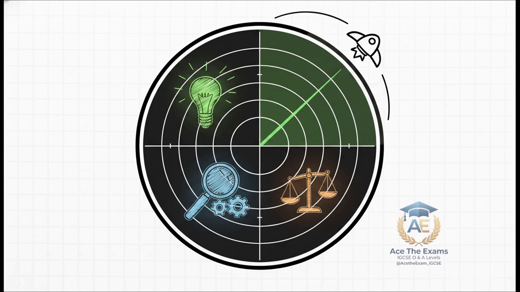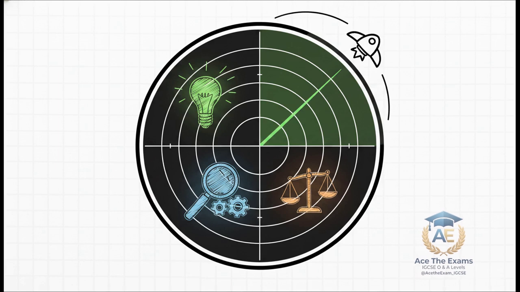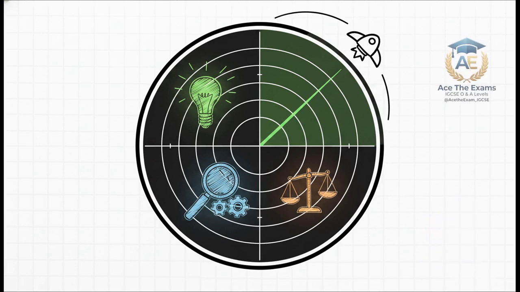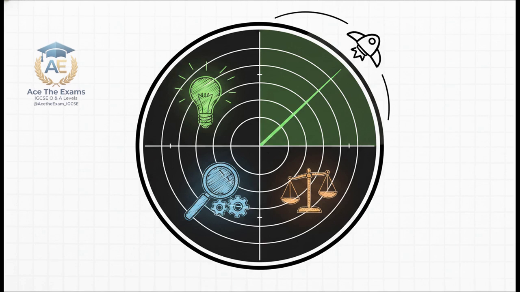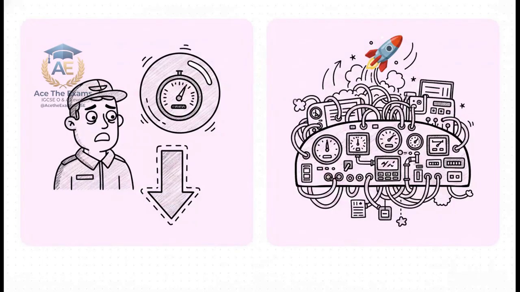To successfully clear orbit and secure those top-tier marks, you have to demonstrate complete competence across all three of these cognitive domains: knowledge and understanding, analysis, and evaluation. It's not just about knowing a formula. You have to prove you can actively interpret what the financial telemetry is telling you about the business's future trajectory. And this brings us right to our first major hazard.